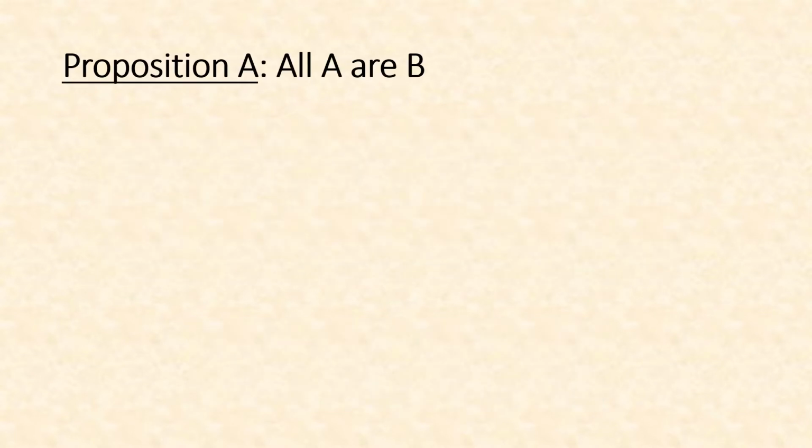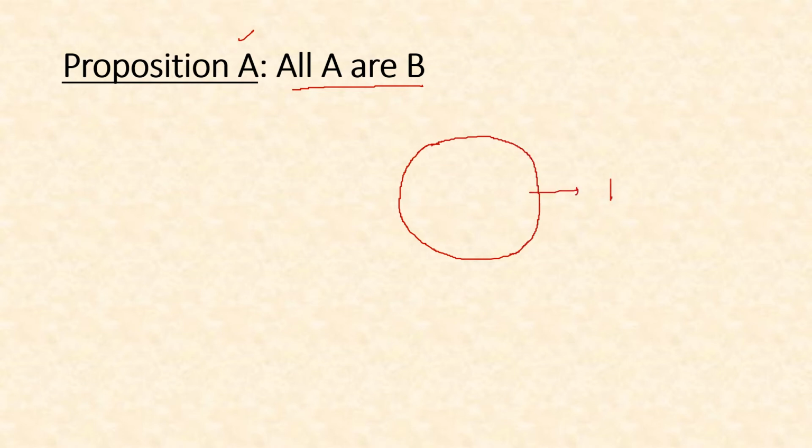First proposition को हम कहते हैं proposition A. It is known as proposition A and the proposition says all A are B. So that means all the A, they are a part of B. So how do we represent it using a Venn diagram? तो अगर हम एक circle बनाएं and if we say that this circle is B, then all the A, they are a part of B. So A will be inside B. So this is going to be A. So this shows that all A are B. So this is the first proposition known as proposition A.